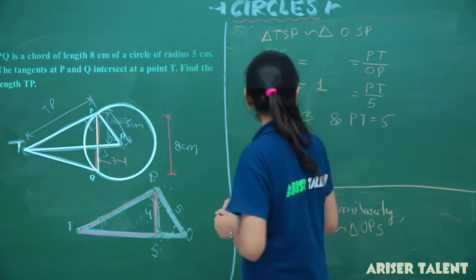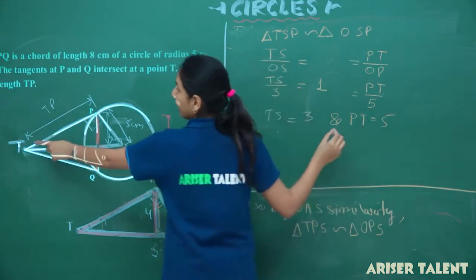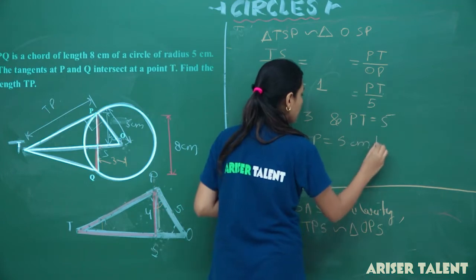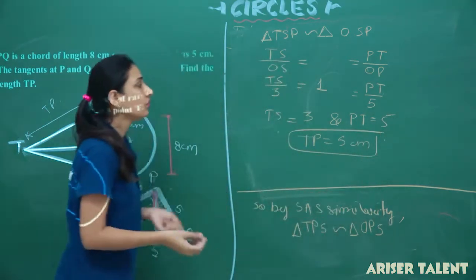Now what do I have to find out? I have to find out TP. So this is equal to 5 centimeters. Note this, students.